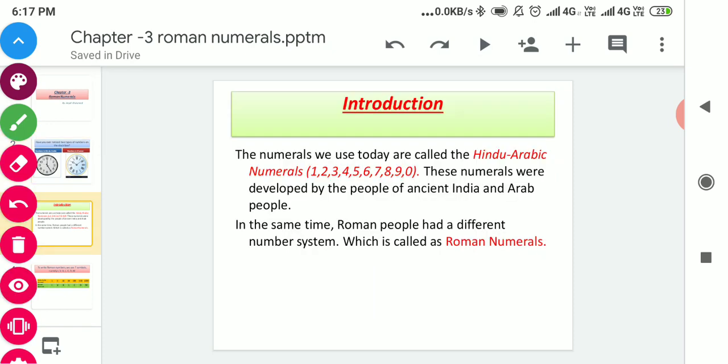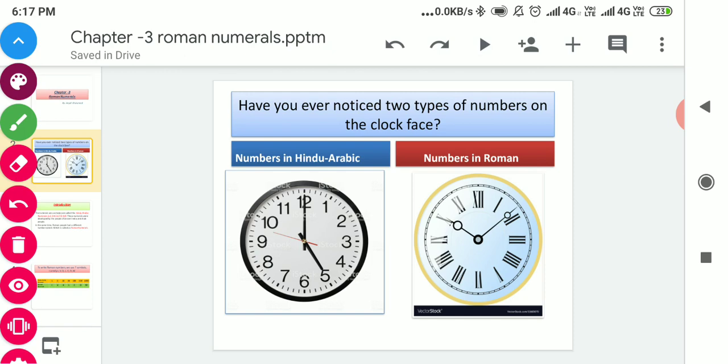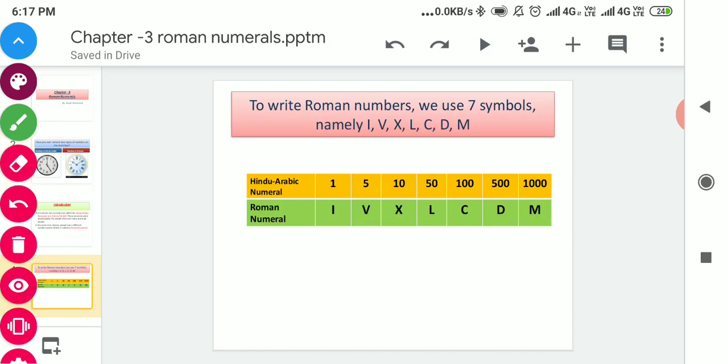At the same time, Roman people had a different number system, which is called Roman numerals. As I can show you in this clock, the numbers are given in the Roman number system. So, to write Roman numbers, we use 7 symbols, namely I, V, X, L, C, D and M. With the help of these 7 symbols, we can write any Hindu Arabic numeral. Let us understand these 7 symbols.